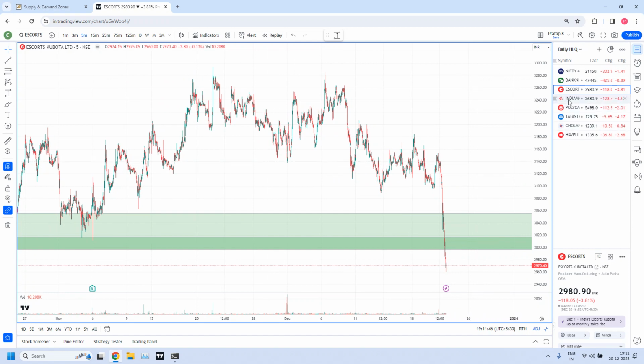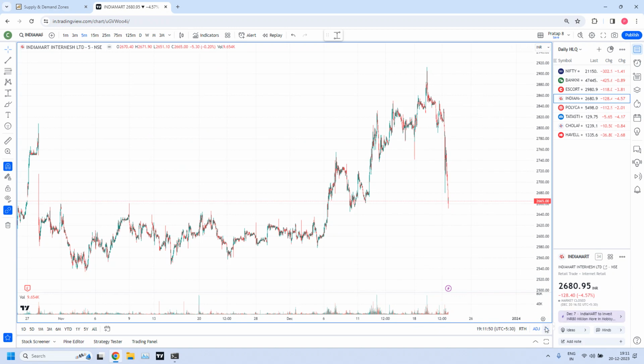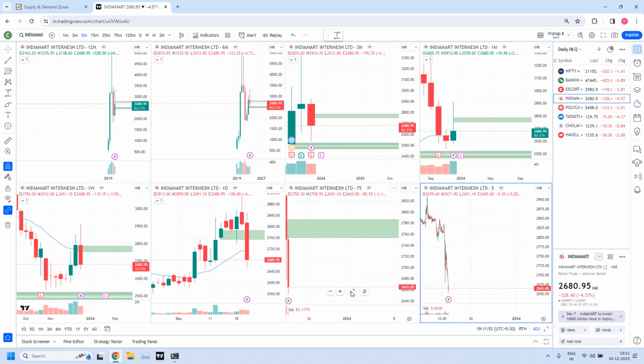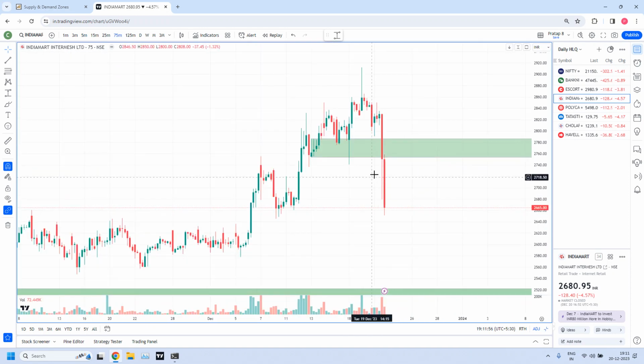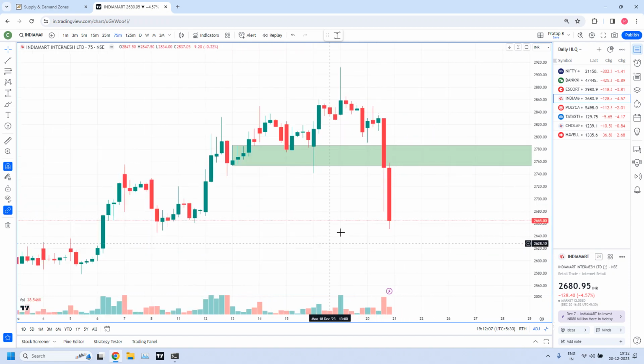Okay, next one, IndiaMART. Why did it fail? So first let me go to the 75 minutes time frame. See, we have a drop, we have 3 base candles, and we have a leg out candle. So the reason why I didn't plan is this is already pierced.